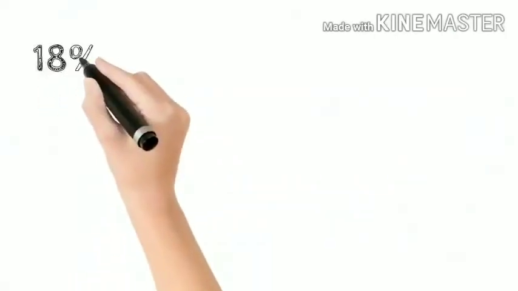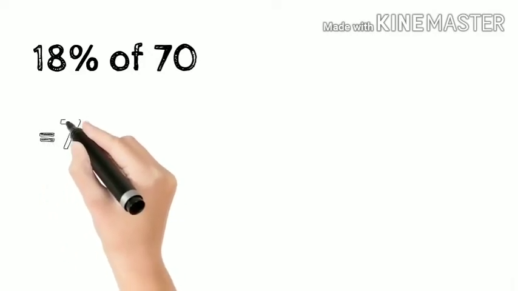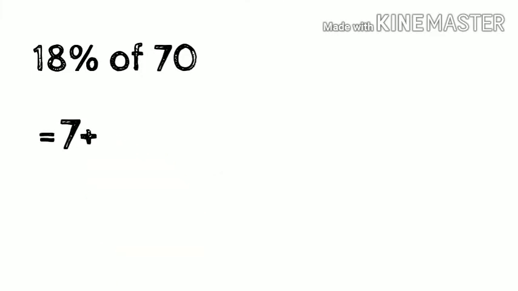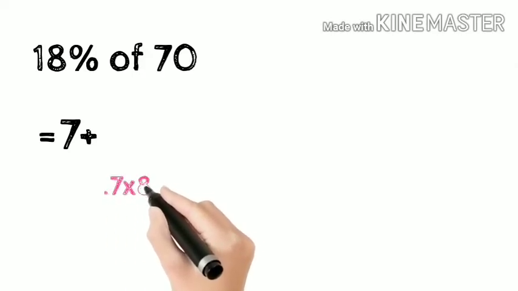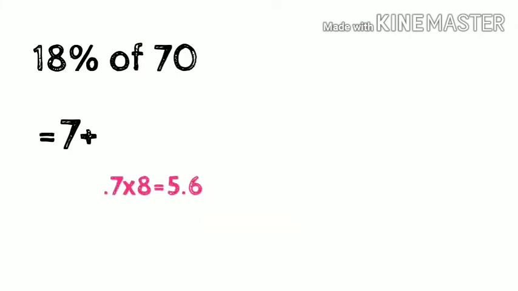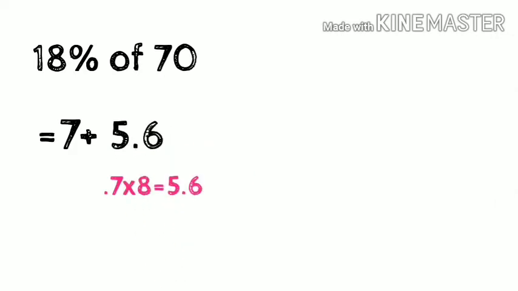Our next question is, what is 18% of 70? For easy calculation, we will break 18% as 10% plus 8%. Now 10% of 70 is 7. And to know how to calculate 8%, we should find 1% first. 1% of 70 is 0.7. So 8% will be 0.7 into 8, that is 5.6. So add 7 with 5.6 to get your final answer. So our answer will be 12.6.